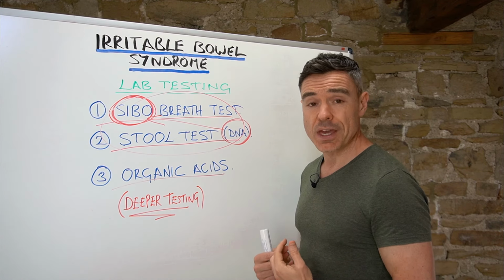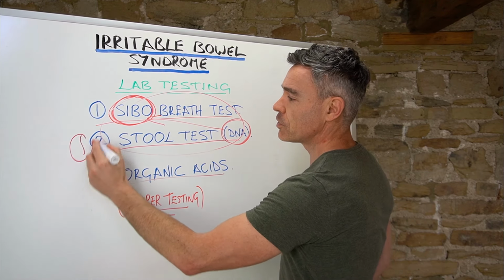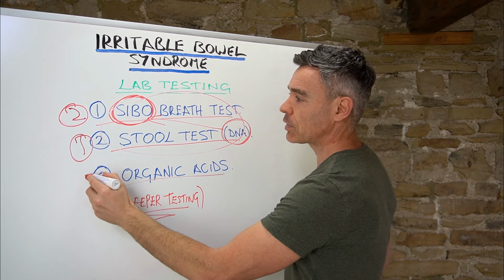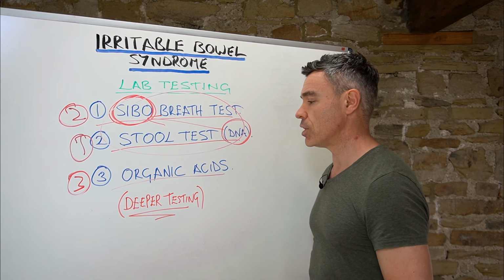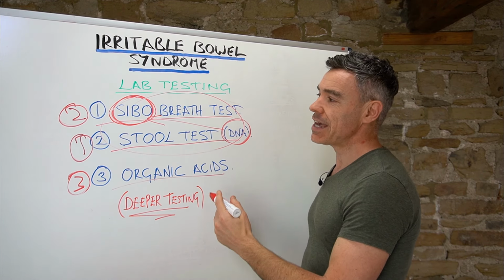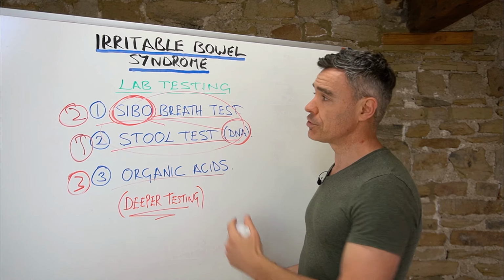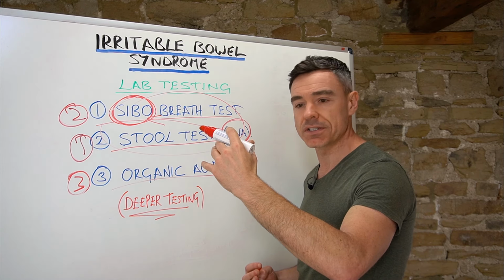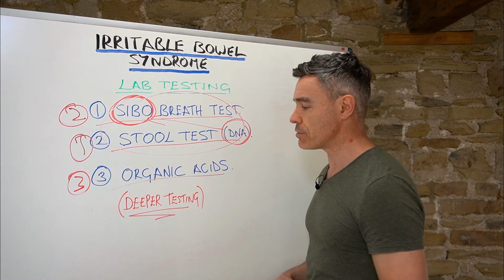My preference, if I'm honest, is initially to run the stool test as the first one, SIBO breath test if needed as the second priority, and then the organic acids test if we think that's necessary as well. So they're the main tests that give us an idea about whether the microbiome is contributing to irritable bowel syndrome, whether there are excessive amounts of bad bugs or deficient amounts of good bugs, or a combination of both.